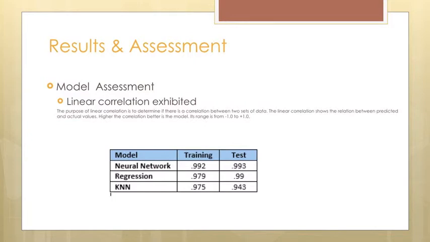So coming to the linear correlation exhibited, the purpose of a linear correlation is to determine if there is a correlation between two sets of data. The linear correlation shows the relation between the predicted and the actual values. Higher the correlation, better is the model. It ranges from -1 to 1. So for the neural network, for the training data set, the linear correlation is 0.992, and for the test data set is 0.993, and same for the regression, it's 0.97 and 0.99, and the KNN is having 0.975 and 0.94, which is actually a very good correlation for all three of them.